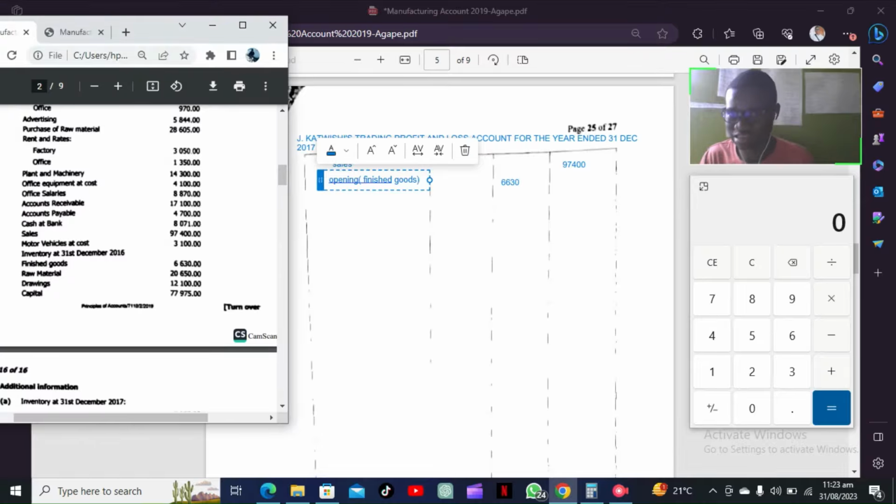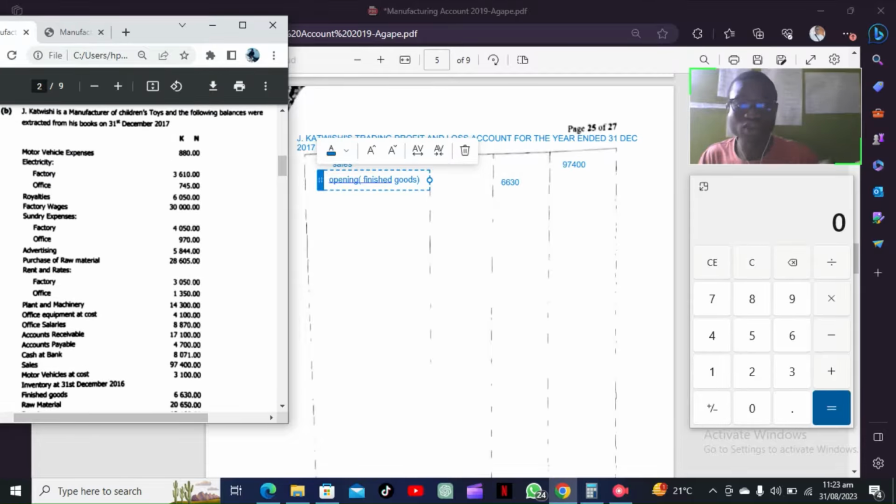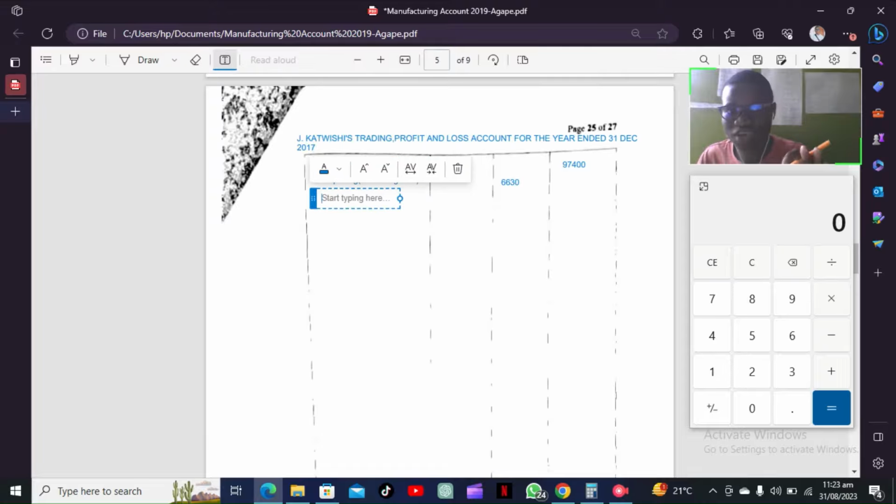Then in a normal trading profit and loss, after the opening stock, we add purchases. But since our question does not have purchases, we're going to enter the production cost instead. If we had purchases for finished goods, we would have added the purchases for finished goods plus the production cost that we calculated in the manufacturing account. But here we only have the production cost that we found, so we're going to enter our production cost.